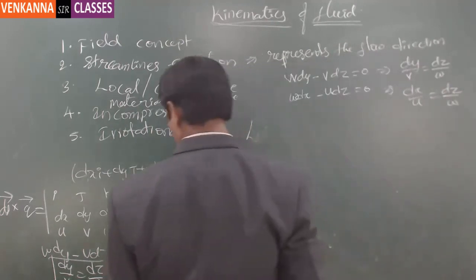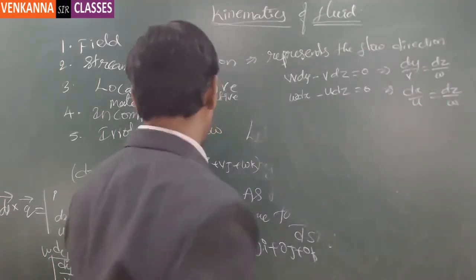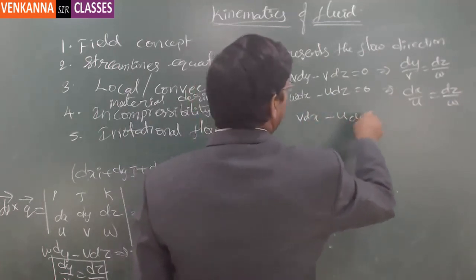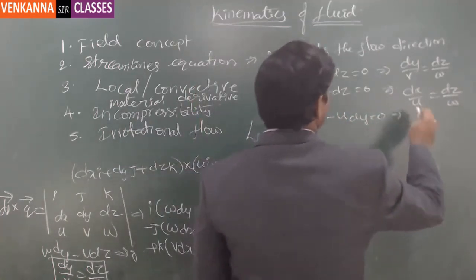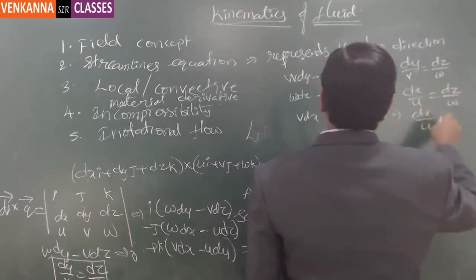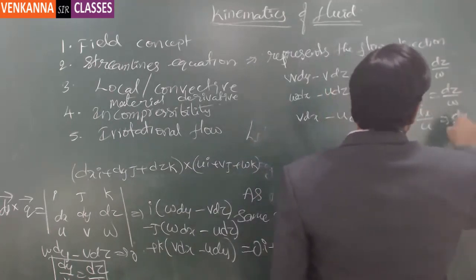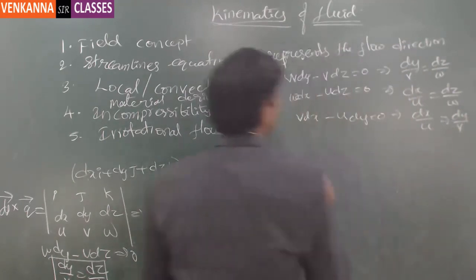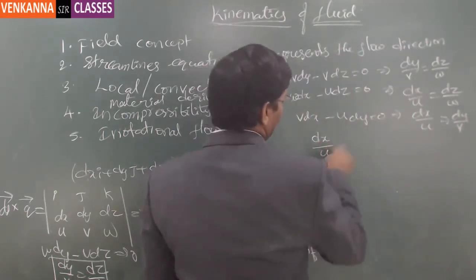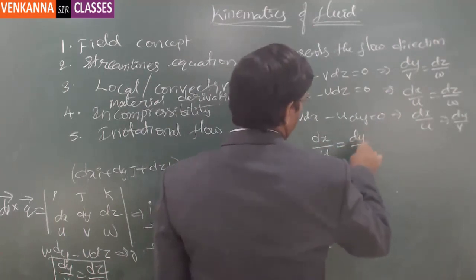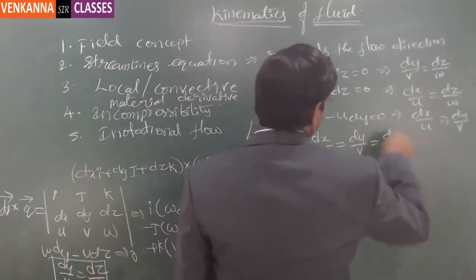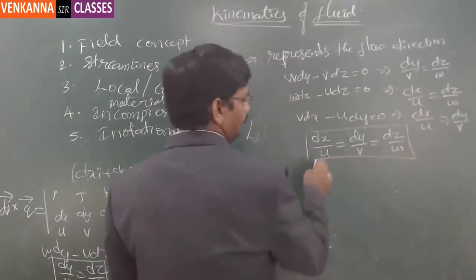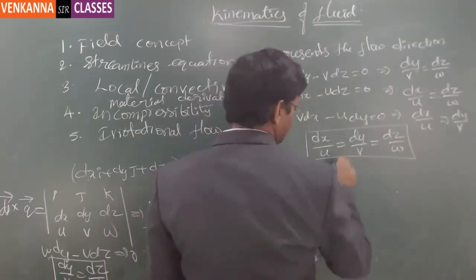And the third one, v dx minus u dy equal to 0. It implies dx by u is equal to dy by v. Now all the equations together, if you write it, then it will be dx by u is equal to dy by v is equal to dz by w. So this is one of the very, very important equations which represents this equation.